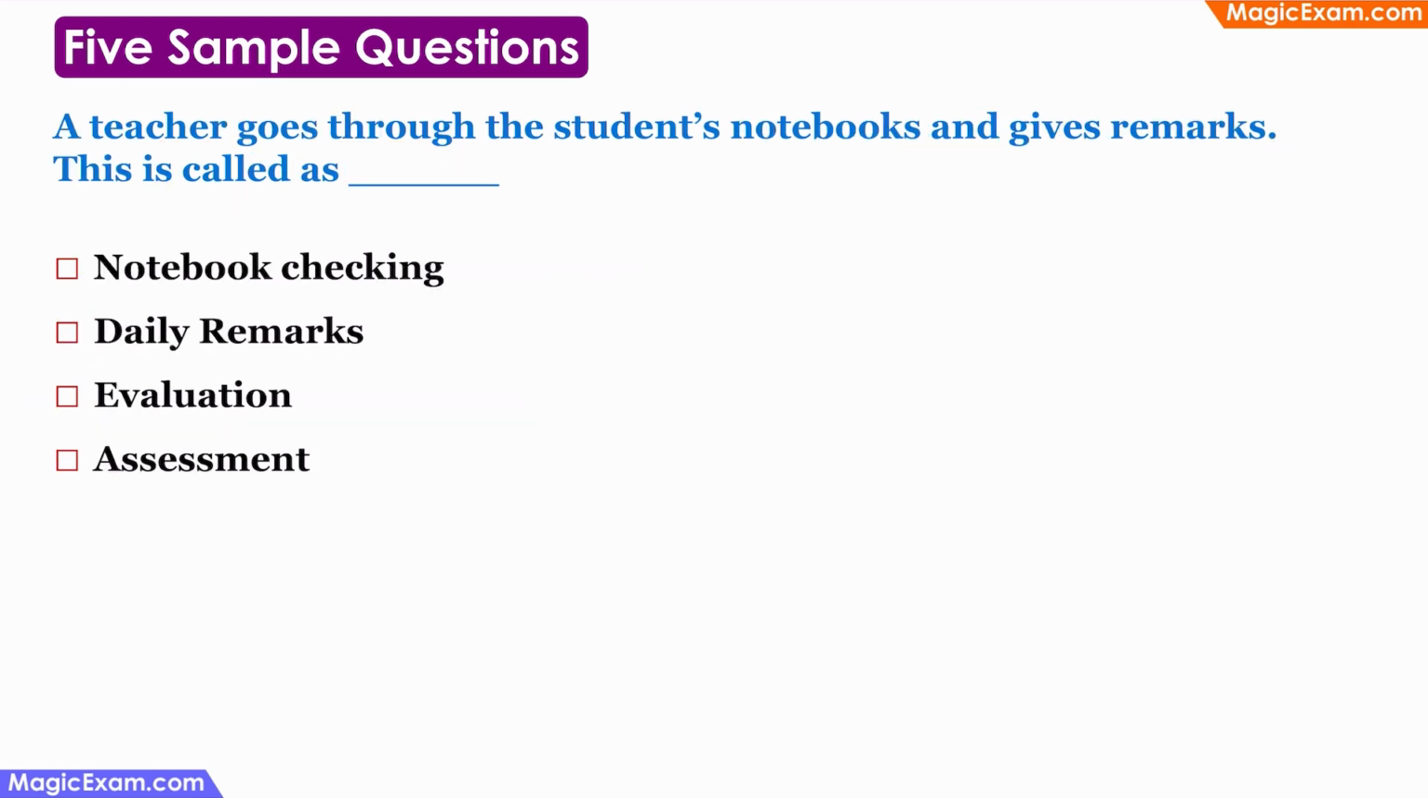A teacher goes through the students' notebooks and gives remarks. This is called what? Now, what are remarks? Remarks are nothing but feedback. So if the teacher is giving feedback, what is this going to be called? Now, if you look at the answer choices, there can be more than one correct answer. That's what it looks like.